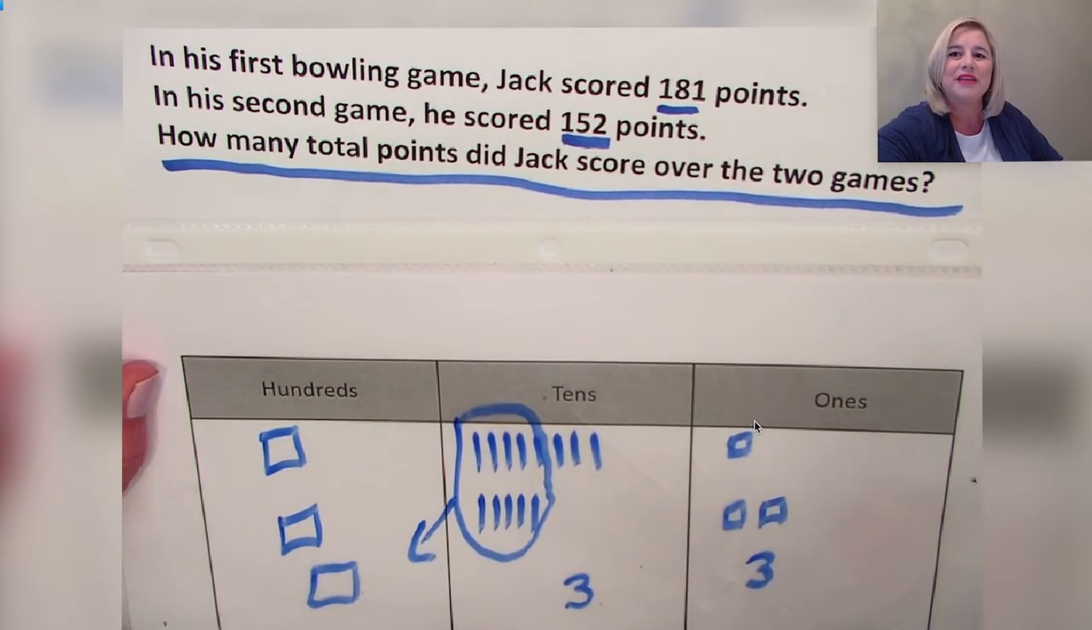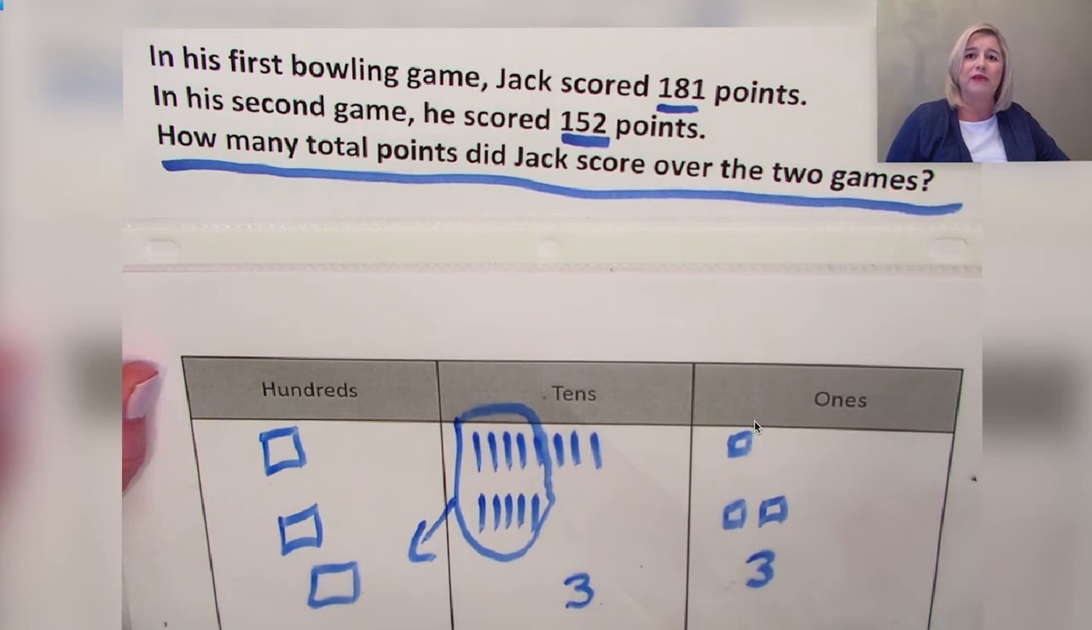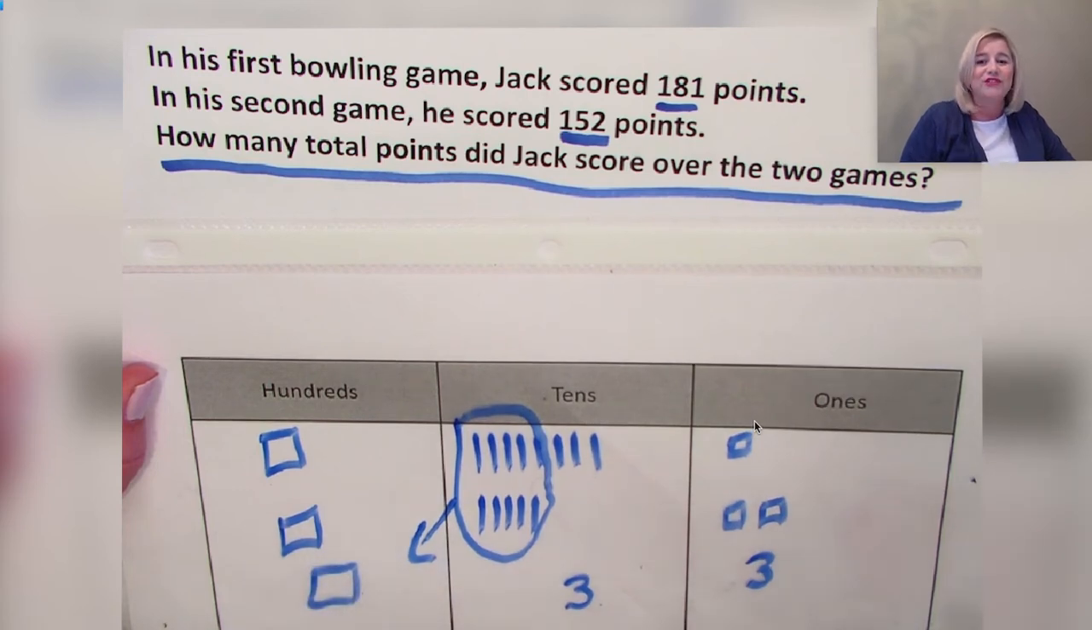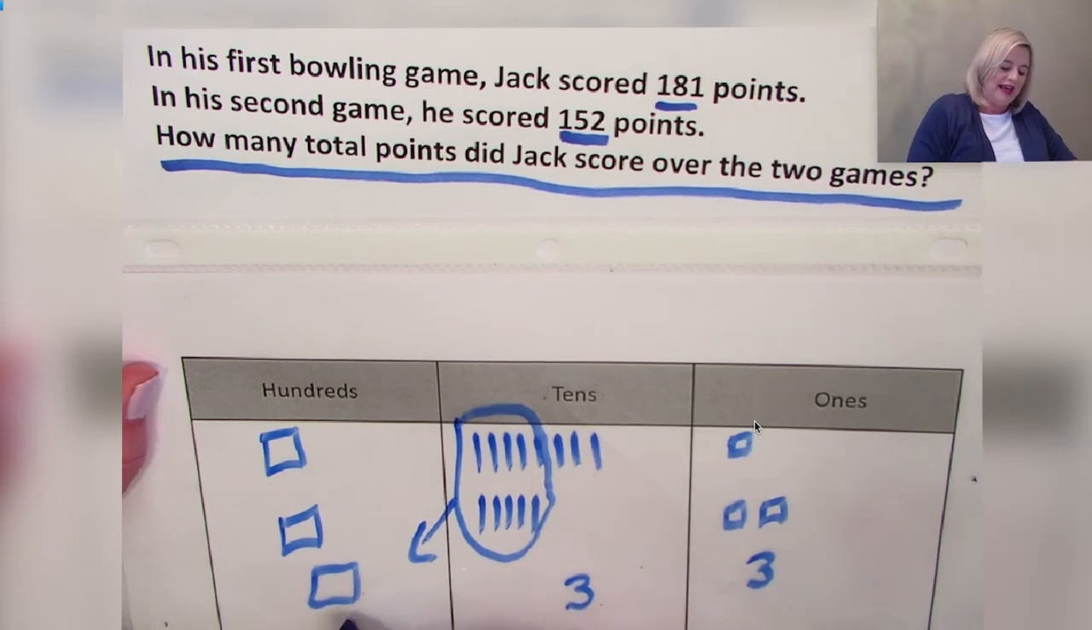Great job. So now I will move on and count my hundreds. Please count with me. I have 100, 200, 300. I have a total of 300. So in order to find the total of points Jack scored over the 2 games of bowling, we will combine our hundreds, which I have 3.